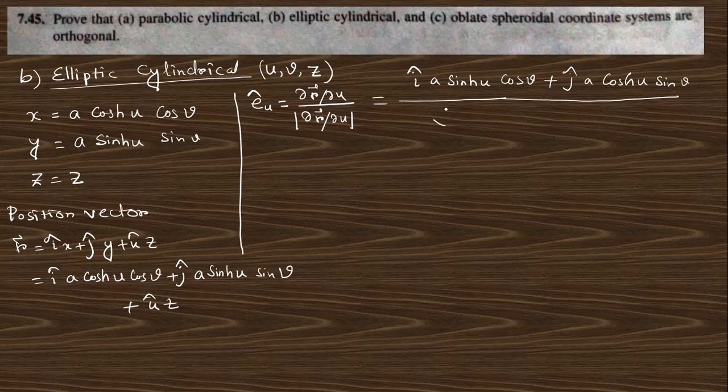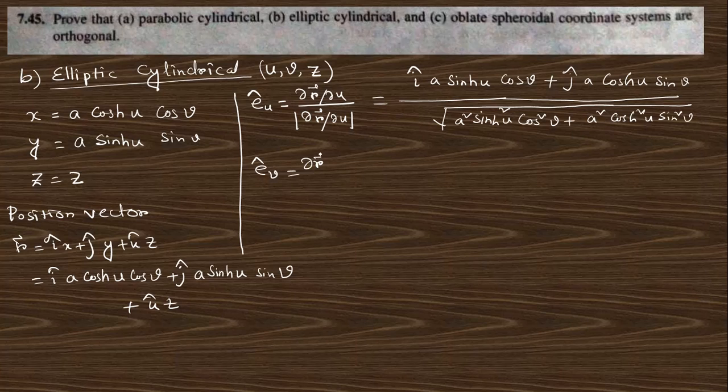And root under, this is a squared sinh squared u cos squared v plus a squared cosh squared u sin squared v.